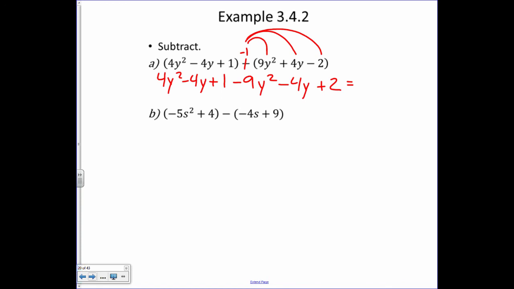Now we just add like terms. 4y squared minus 9y squared is negative 5y squared. Negative 4y minus 4y is negative 8y. And then 1 plus 2 is 3.